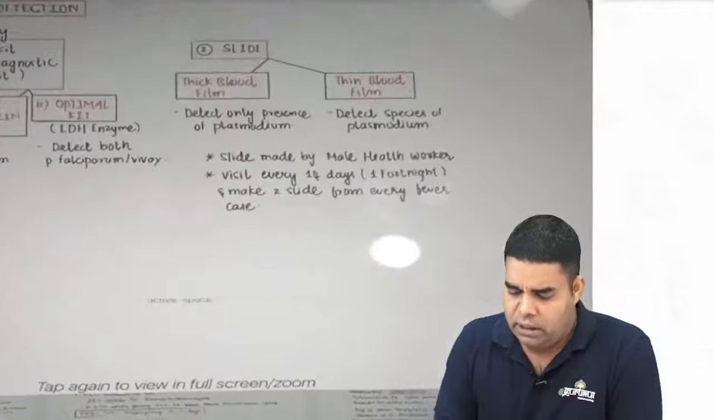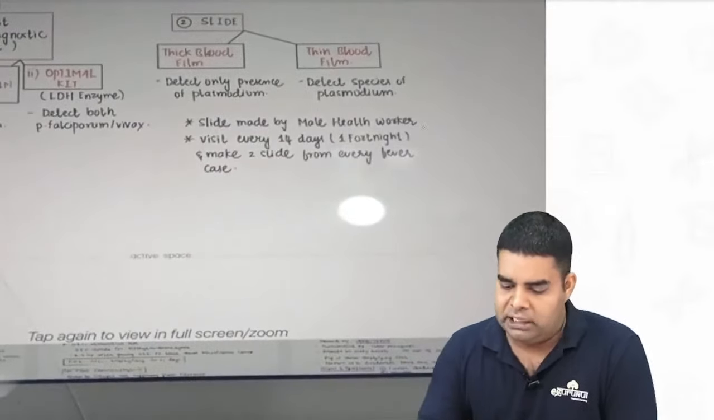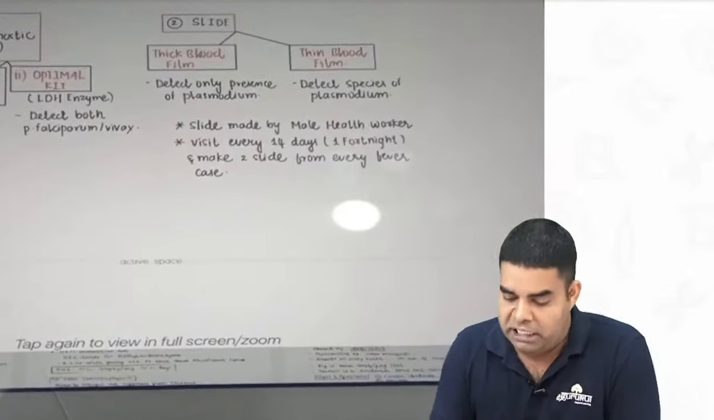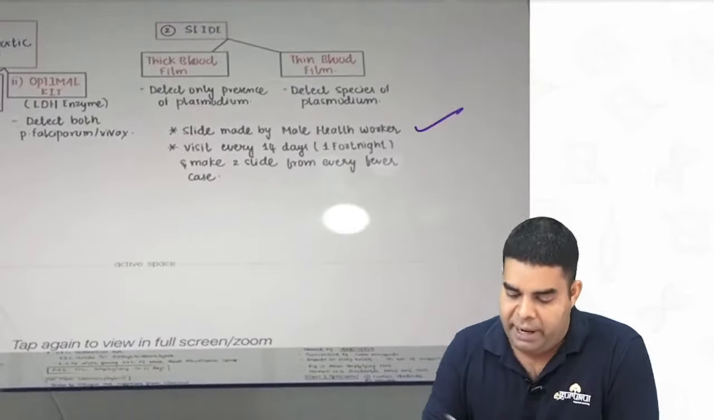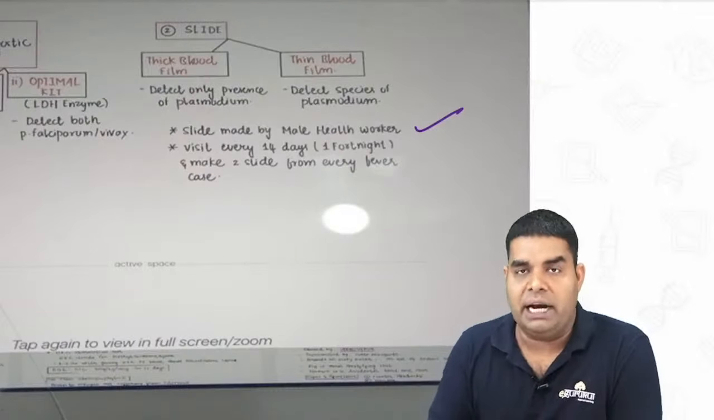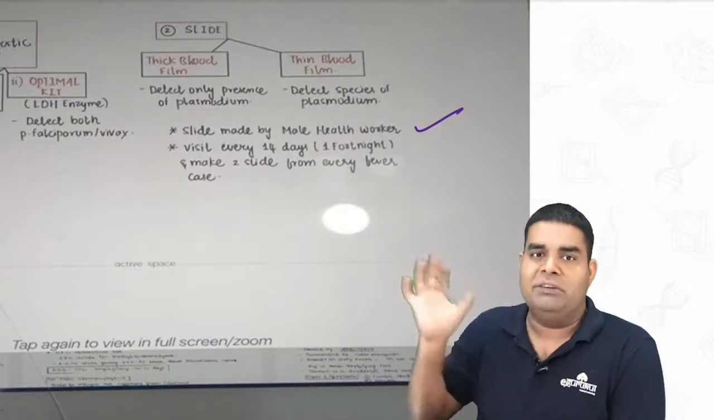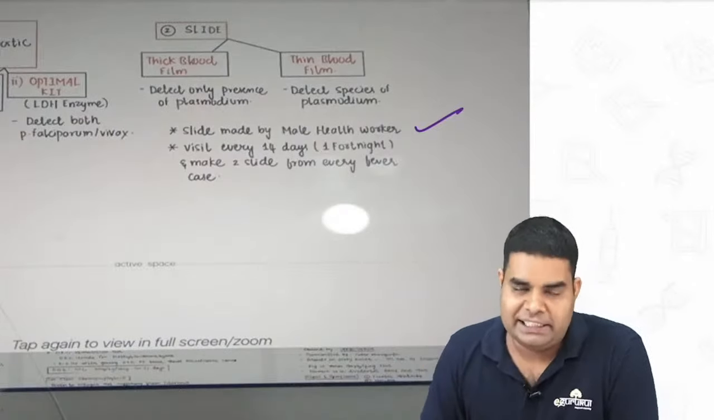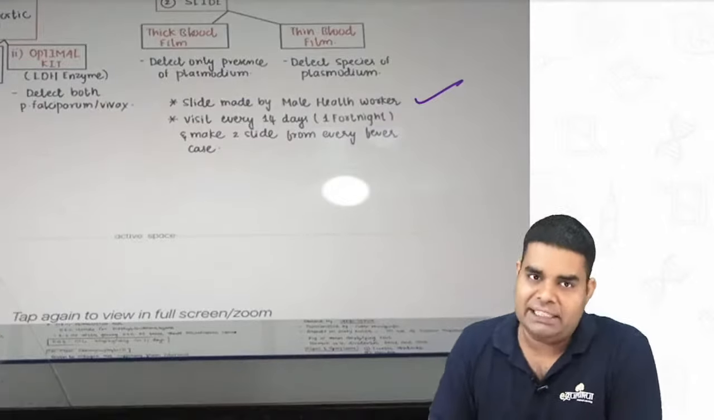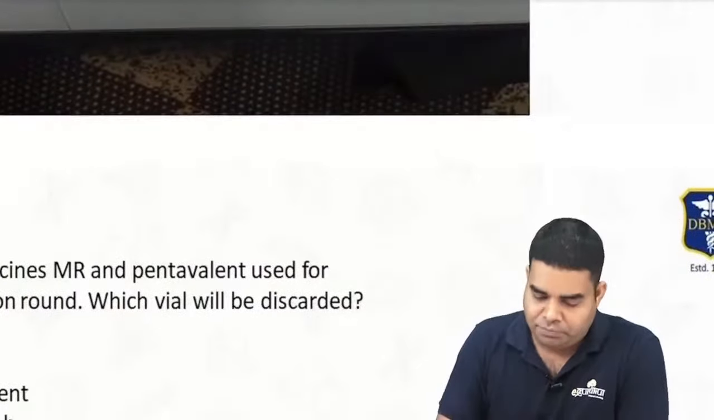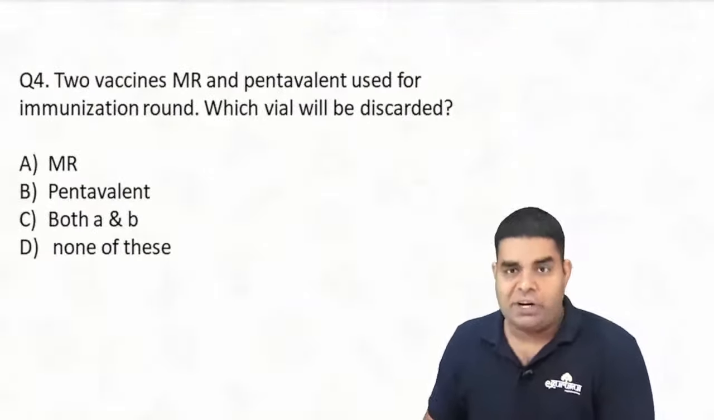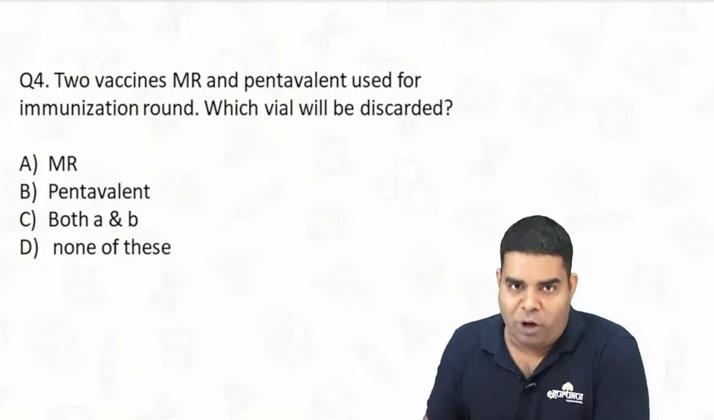Of course, we all know that the male health worker, also known as multi-purpose worker, makes the slide, visits every house, and once in 14 days he has to visit every house in the village and make malaria slides from fever cases. That is active surveillance. Next question is on the concept of open vial policy.